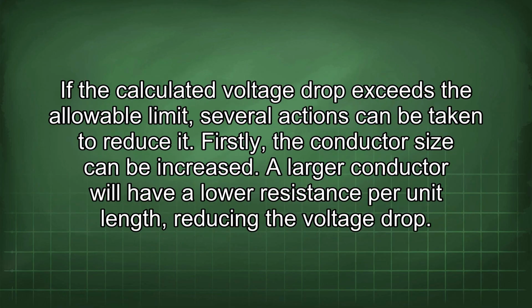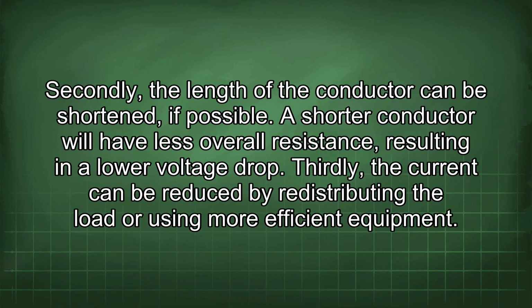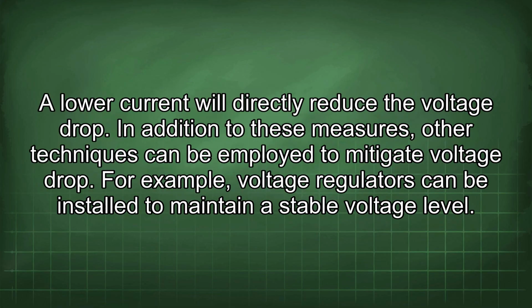If the calculated voltage drop exceeds the allowable limit, several actions can be taken to reduce it. Firstly, the conductor size can be increased. A larger conductor will have a lower resistance per unit length, reducing the voltage drop. Secondly, the length of the conductor can be shortened, if possible. A shorter conductor will have less overall resistance, resulting in a lower voltage drop. Thirdly, the current can be reduced by redistributing the load or using more efficient equipment. A lower current will directly reduce the voltage drop.